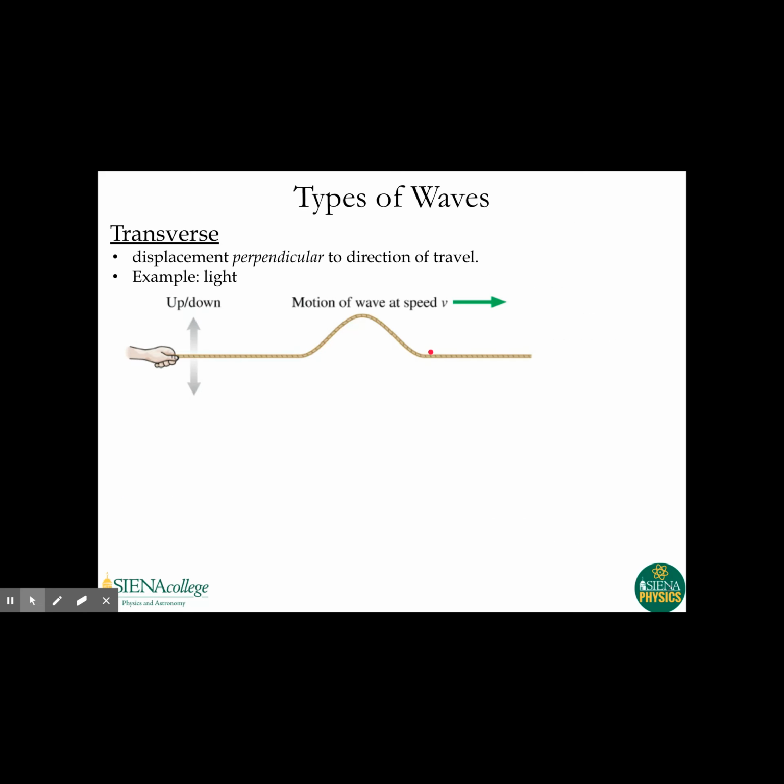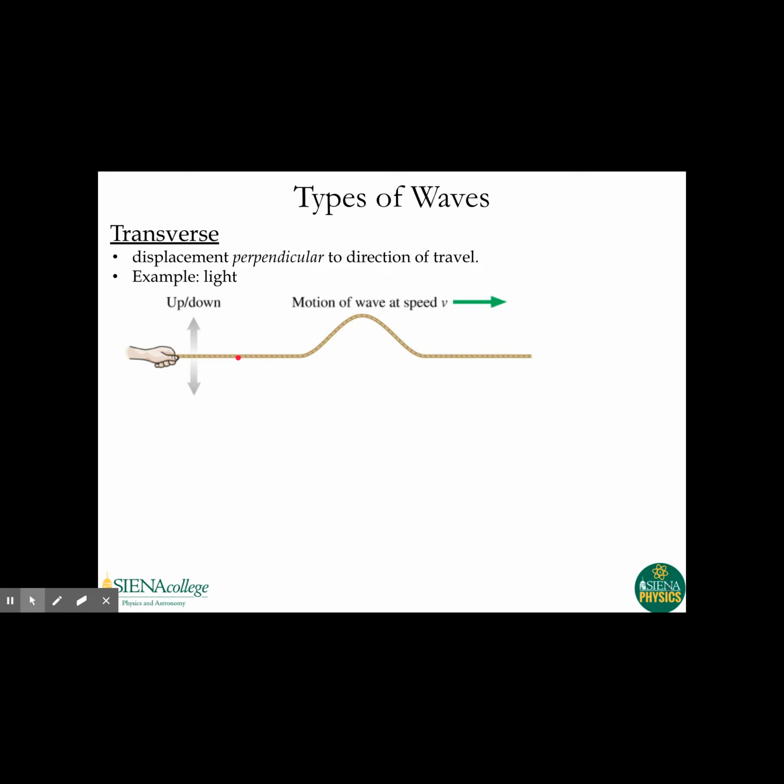There are 2 types of waves. There are transverse waves, and for transverse waves, we can think about a rope. Imagine that you're holding a rope and you jiggle it up and down, and you create a wave that moves along the rope. When I first start, the wiggle would be here, and then the wiggle would be here, and it moves along. The rope doesn't move to the right, just the wave moves.